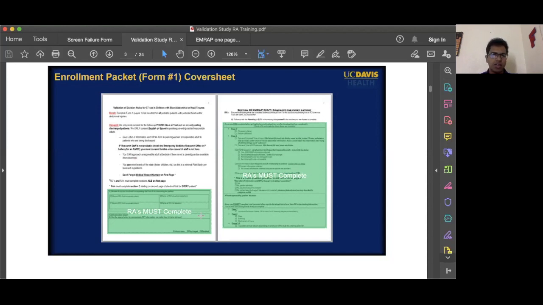So let's say now that you have the Form 1 in hand, we're going to go ahead and approach the attending to confirm that the patient qualifies for validation. Most of the attendings, or pretty much all of them, are going to be familiar with the study. So when we approach them, we're just going to have a really quick conversation, like one sentence, asking them whether the person qualifies for the study.